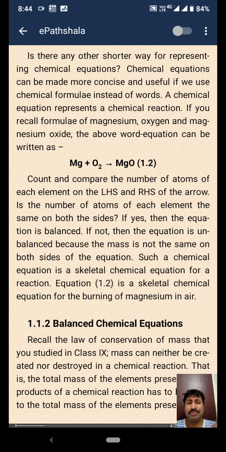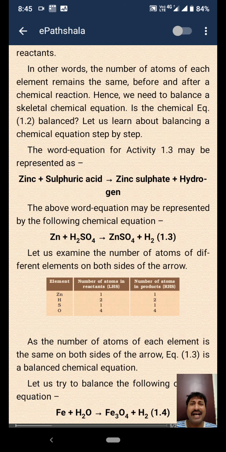How does it have to be balanced? All the reactions must obey the law of conservation of mass. What is that? Mass can neither be created nor destroyed in a chemical reaction. So the mass of the reactant and the mass of the product should be equal. For that, how can we balance it?